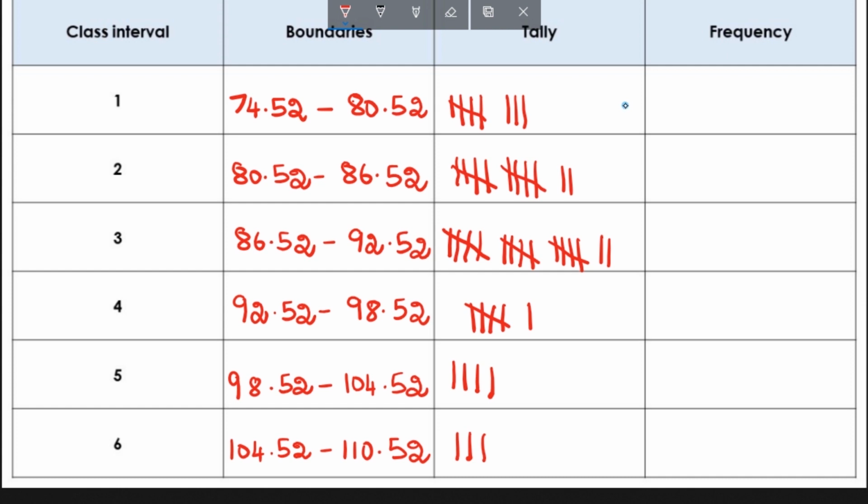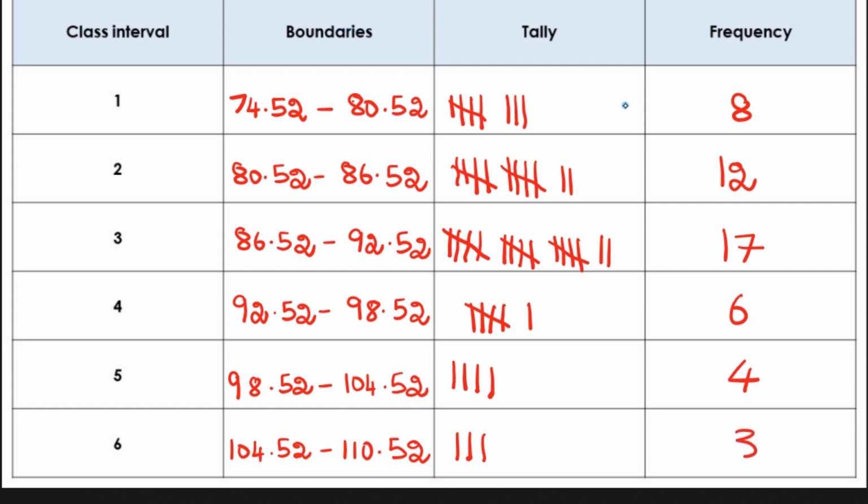Good. The tally is now completed. Let us finish the last column, that is frequency. First row, the frequency is 5 plus 3, 8. Second row, the frequency is 5 plus 5 plus 2, 12. Third is 17. Fourth is 6. Fifth row, that is between 98.52 to 104.52, there are 4 readings. And final row is for 3 readings.